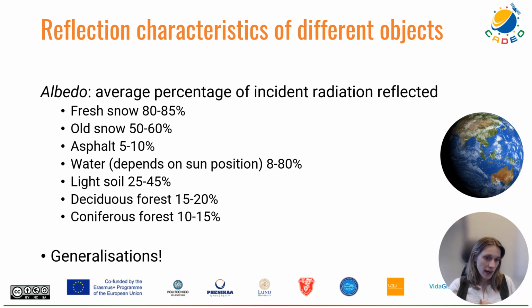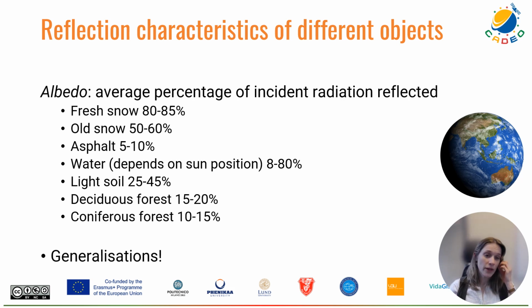Light soils have 25 to 45% reflection. Deciduous forest, 15 to 20%. So it's a bit brighter than coniferous forest. Coniferous forest usually appears darker, has a reflectance between 10 to 15%.